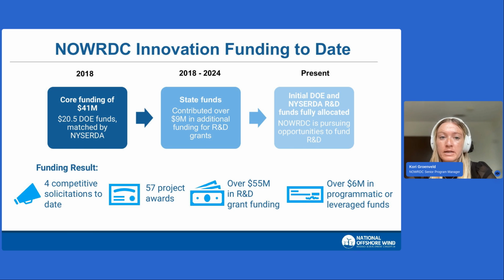And to summarize the innovation funding that we've awarded to date, we've run 4 competitive solicitations. These have resulted in 57 project awards that total over $55 million in R&D grant funding. We've also been able to leverage over $6 million in additional programmatic or leverage funds.